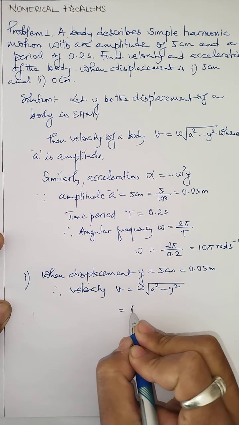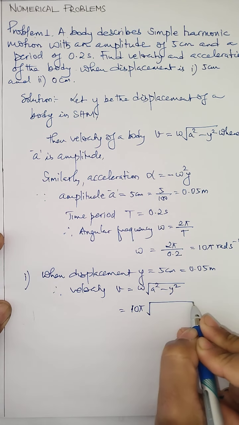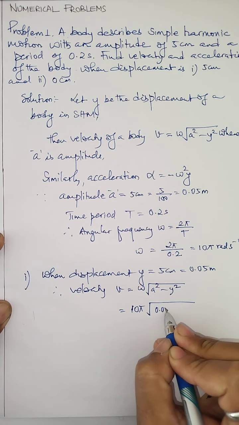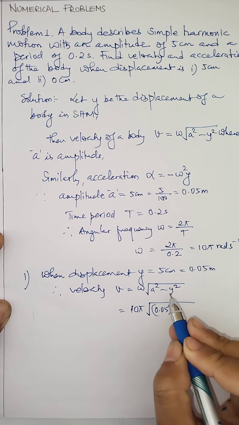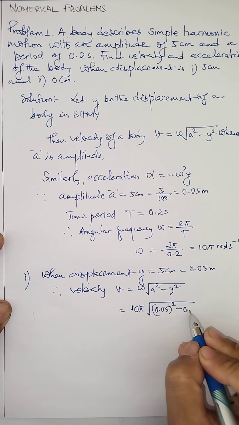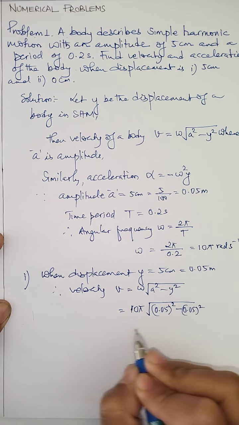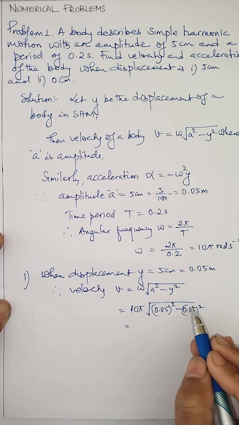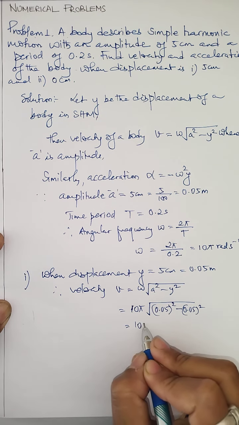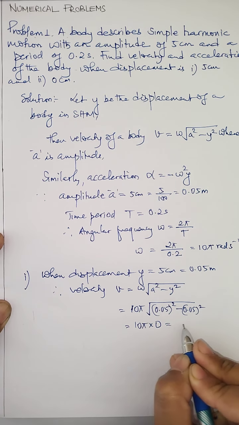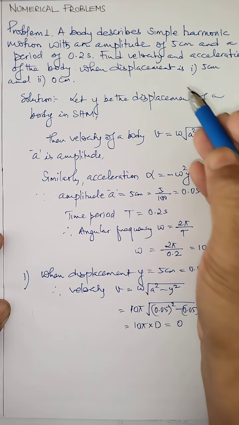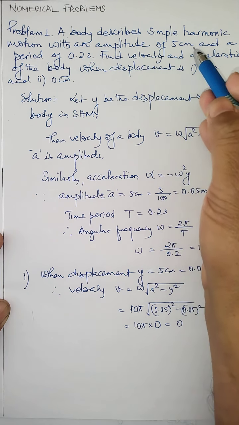Omega is 10 pi square root of a. You know what is the value of a? It is 0.05 whole square minus y, which is also the same value, 0.05 whole square. Definitely you can see the same quantity inside the square root with opposite sign, which means 0. And 0 into anything is 0. So what is the velocity of the body? Simply 0.